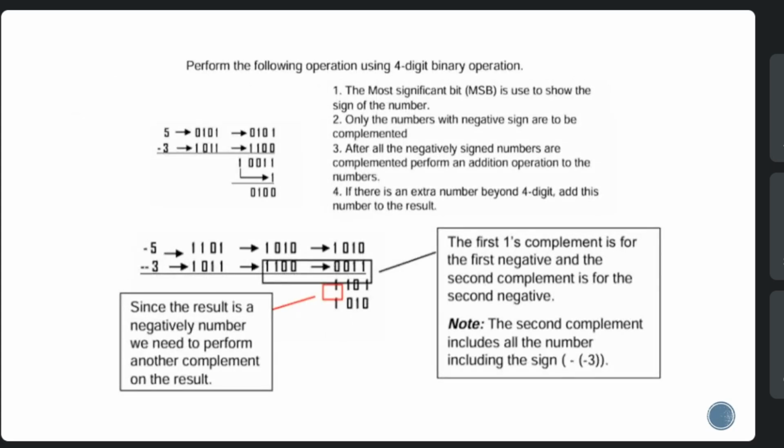So perform the following operation using four-digit binary operation. The most significant bit is used to show the sign of the number. Only the numbers with negative sign are to be complemented. Same process: the ones complement is for the first negative, and the second complement is for the second negative. So 1, 0, 1, 0. And then the earlier one, 0, 1, 1. So it should become positive.